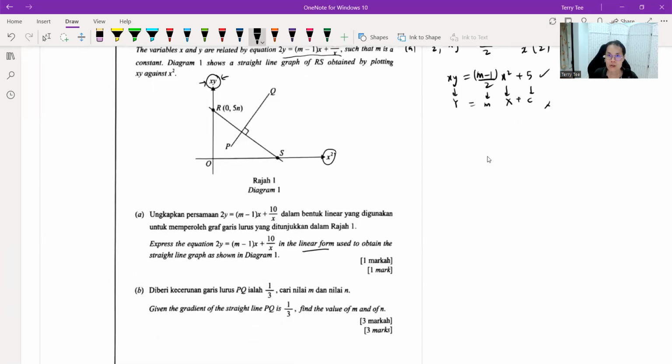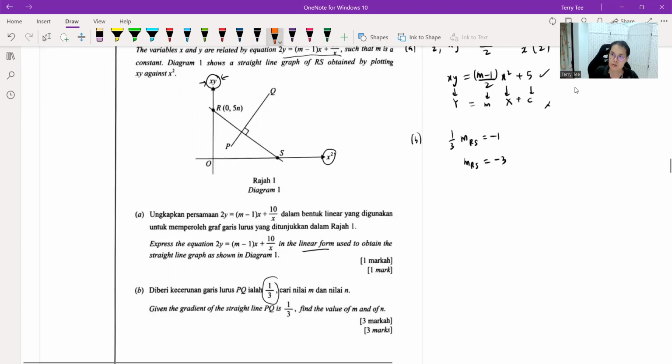So part B, you're given the gradient of this line PQ is now 1 over 3. You can see PQ is a line perpendicular to RS. You're supposed to find the value of m and n. So first you need to find the gradient of RS. Now we know the gradient of PQ, which is 1 over 3, multiplied with the gradient of RS, the result is negative 1. My gradient of RS is negative 3.